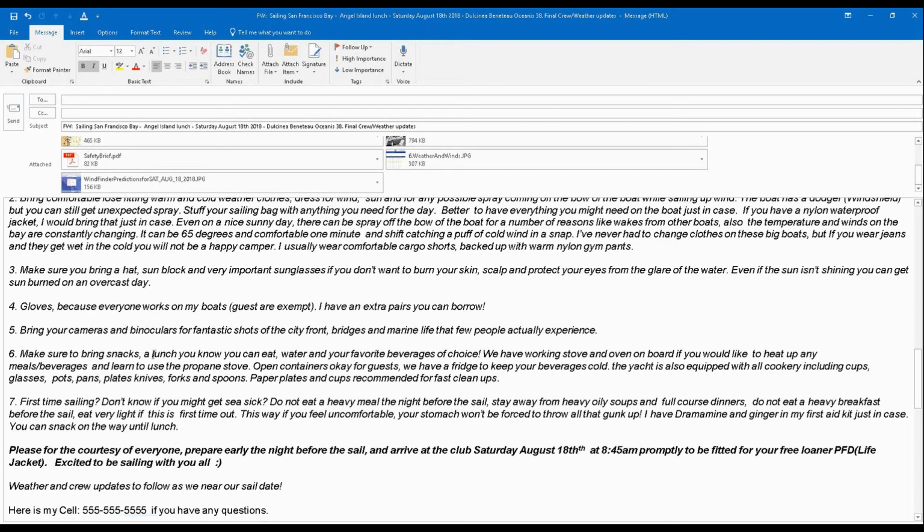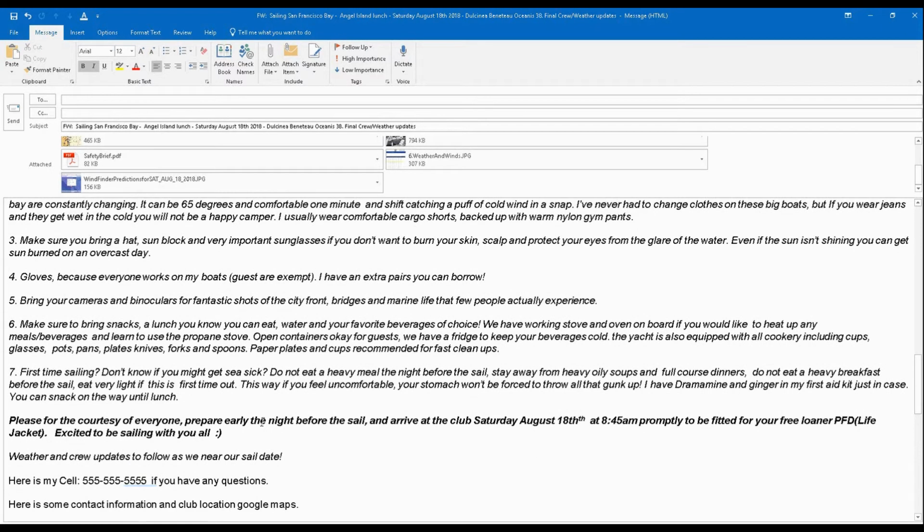Make sure to bring snacks, a lunch you know you can eat, water, and your favorite beverages of choice. Let them know we have a working stove and oven on board if they'd like to learn to use a propane stove and heat up any meals. Open containers are okay for my guests only. We have a fridge to keep the beverages cold. The yacht is also equipped with all cookery, including cups, glasses, pots, pans, plates, knives, forks, and spoons. Paper plates and cups are recommended for fast cleanups.